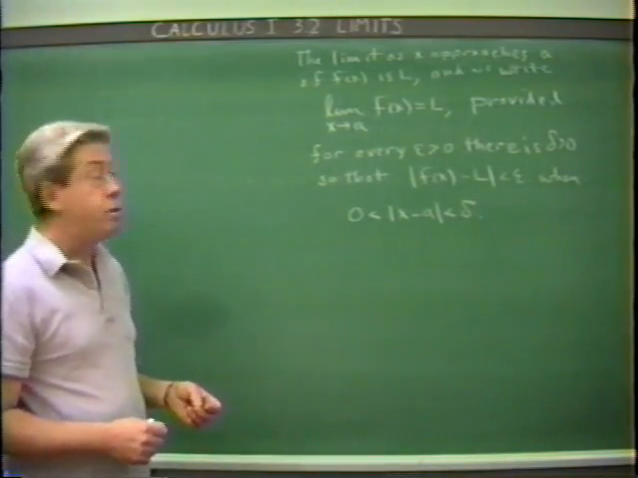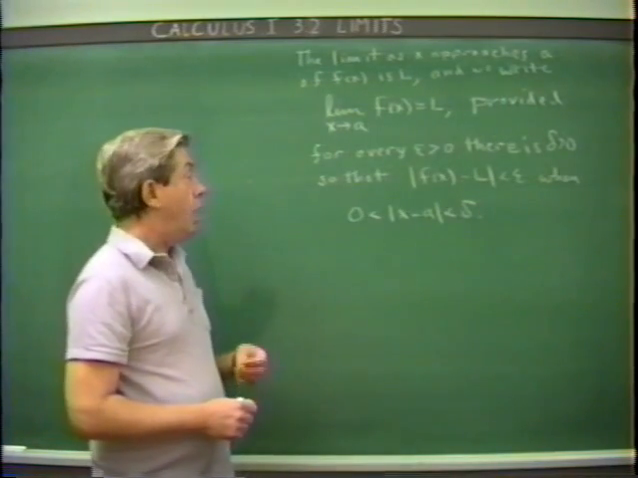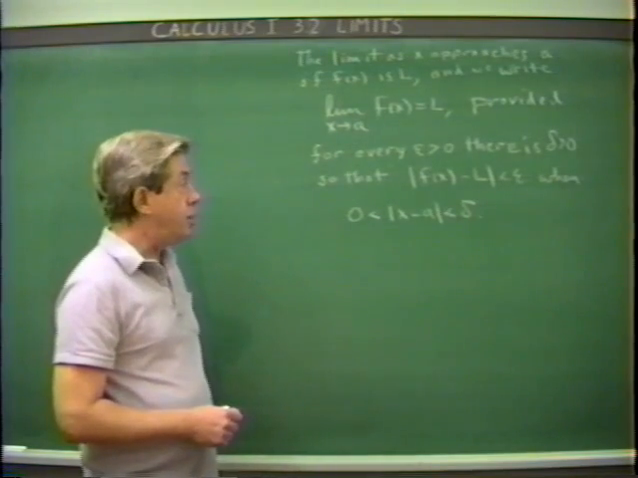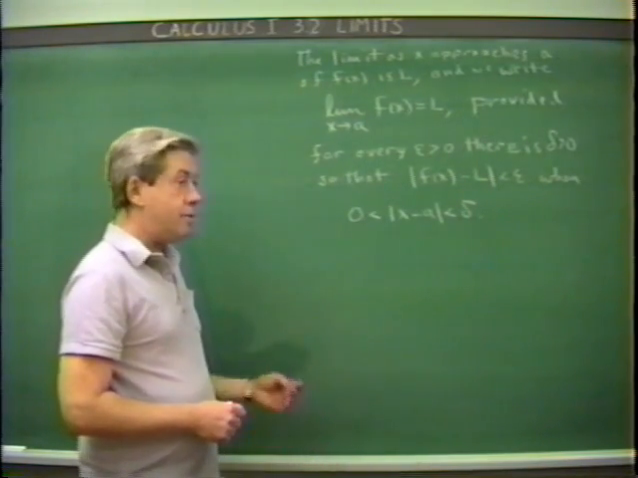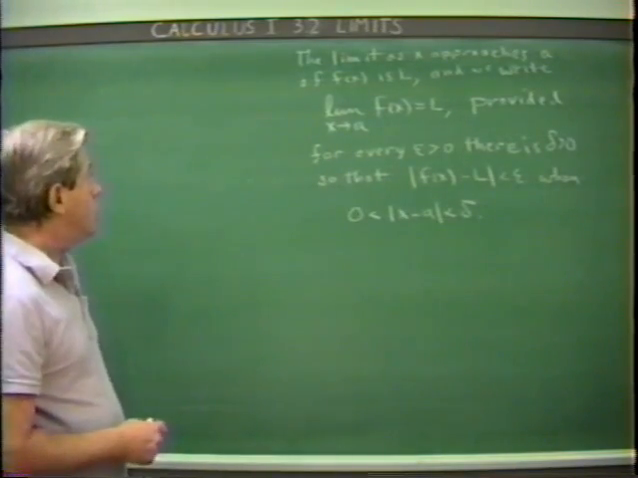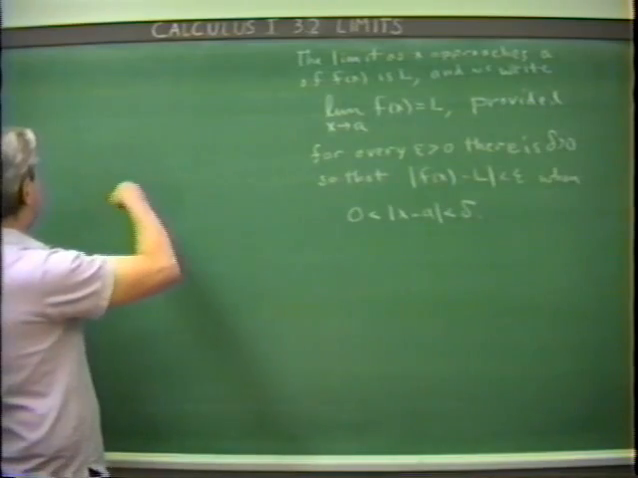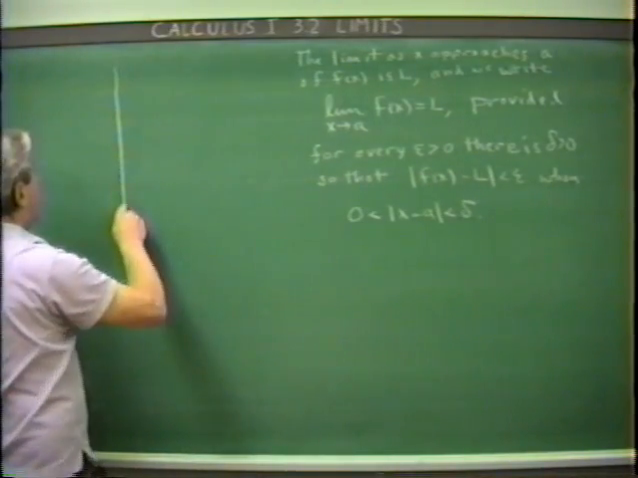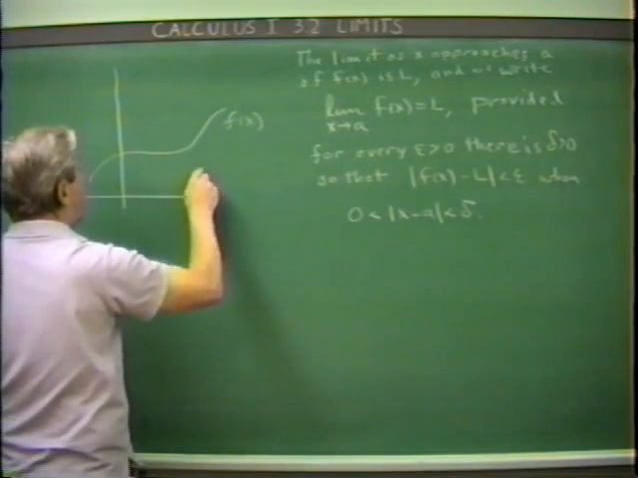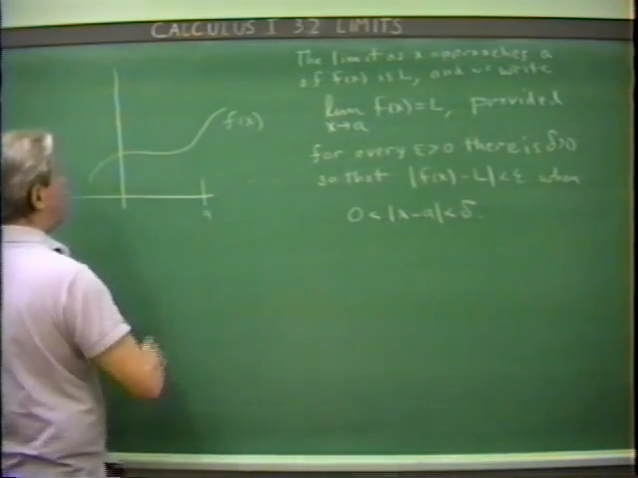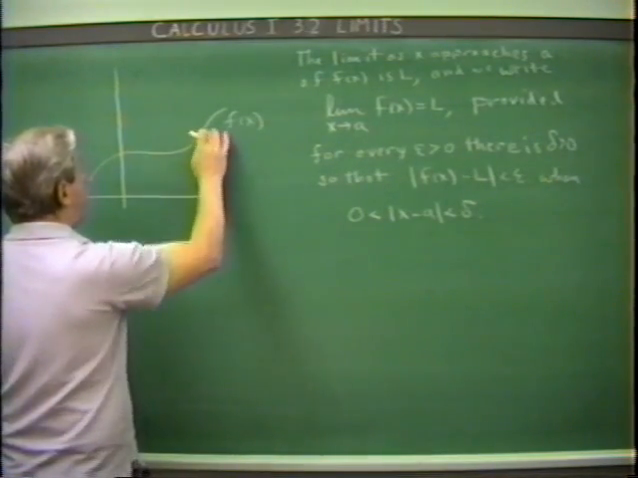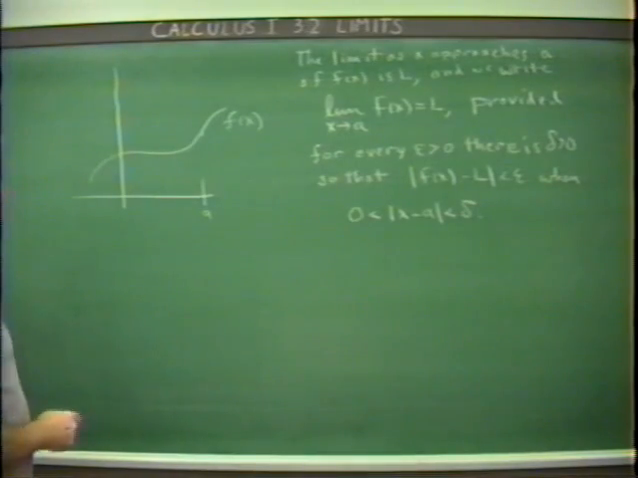You expect that as x approaches 2, f of x approaches 1. So we have a reason for it here, and now what was the definition? Given epsilon greater than 0, we want to find a delta greater than 0 so that the absolute value of f(x) minus L, with L equal to 1, is less than epsilon whenever 0 is less than the absolute value of x minus 2, which is less than delta.